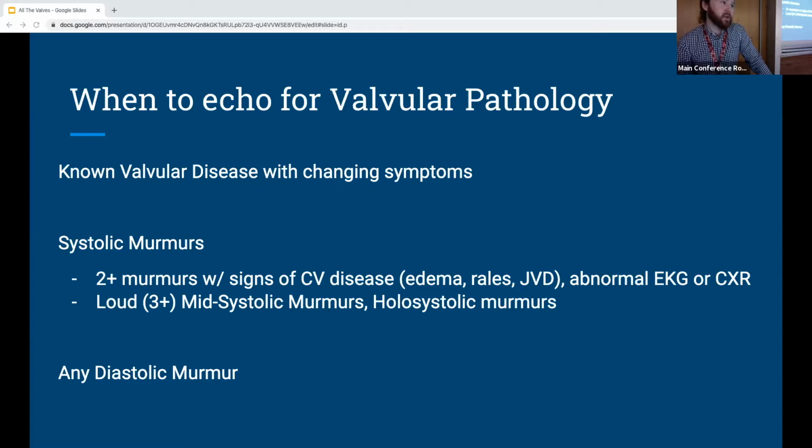I think we could all, especially me, work on this a little bit. But any diastolic murmur, these are actually somewhat easier to identify, especially if you're feeling for pulse when you're listening. All diastolic murmurs are pathologic. So if you think you identify one, look for them.